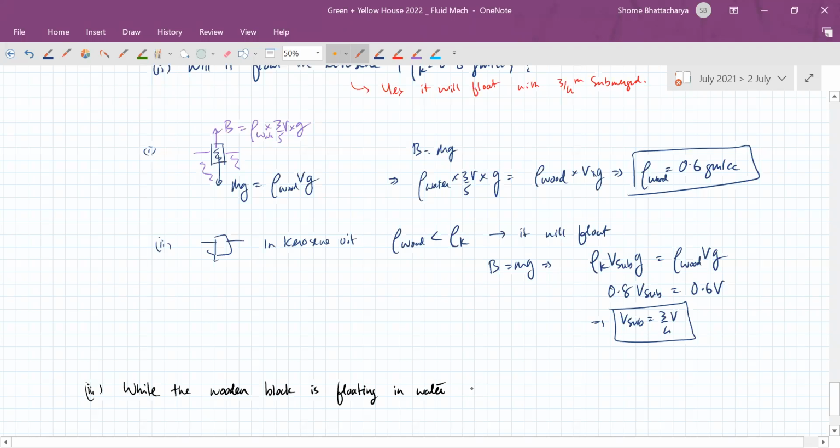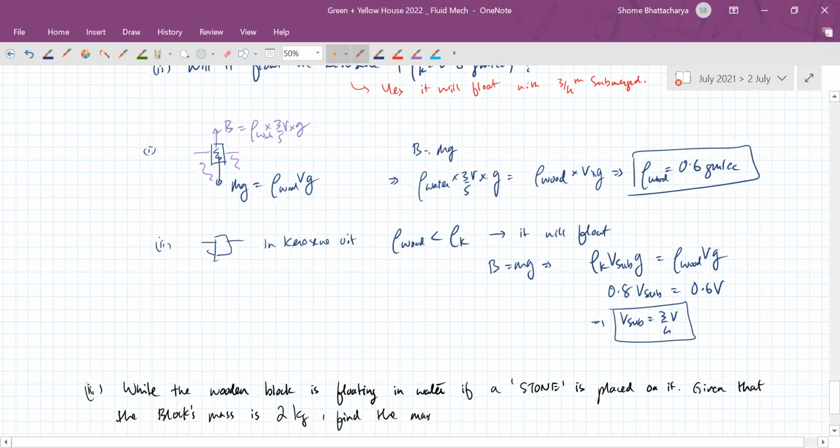Okay, so now while the wooden block is floating in water, if a stone is placed on it, given that the block's mass is 2 kilograms, find the maximum possible mass of a stone so that the stone does not submerge.